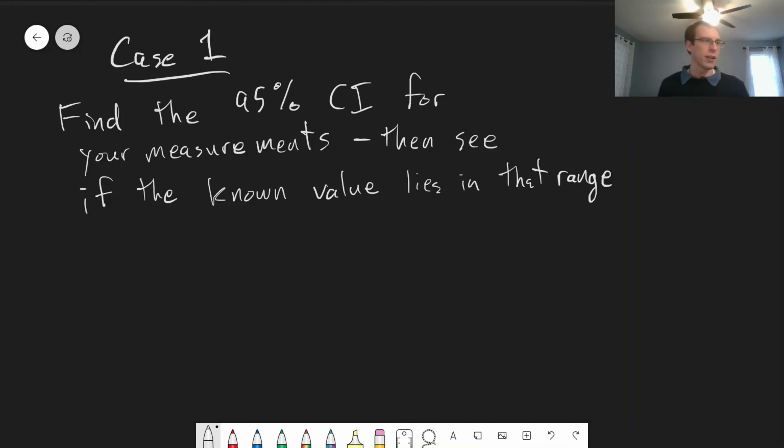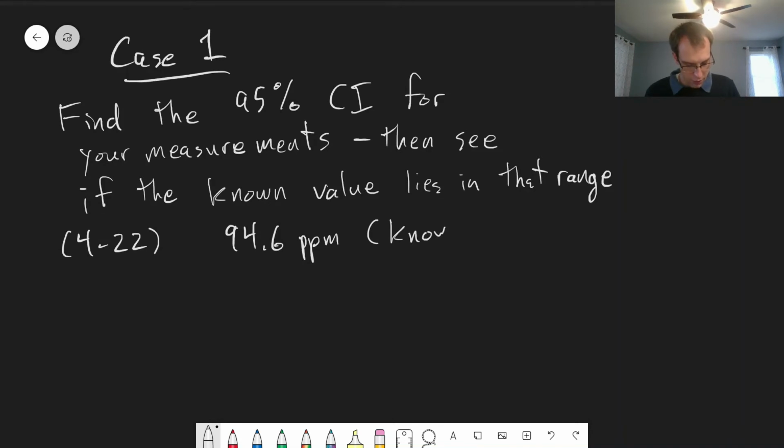All right, got it all written down. So if the known value lies within that range, then we have 95% confidence that our measurement is accurate, right? It gives us the result that we expect. That's the known value we're comparing to. So for example, this is problem 4-22 from your textbook. Let's say we have a certified 94.6 ppm sample.